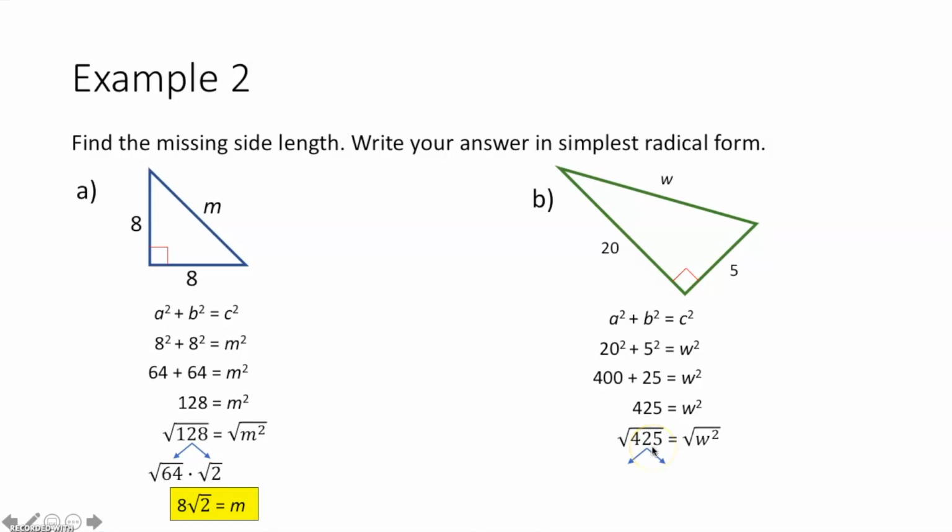Well, 25 does, right? So I can make this rad 25 times rad 17. Rad 25 times rad 17 equals rad 425. Perfect. Now, the reason I chose a perfect square is that this rad 25 I can simplify. What's the square root of 25? That's 5. So w is going to be equal to 5 times rad 17, or 5 rad 17.